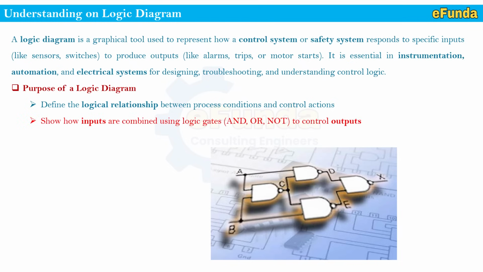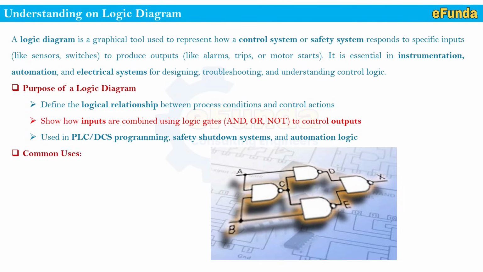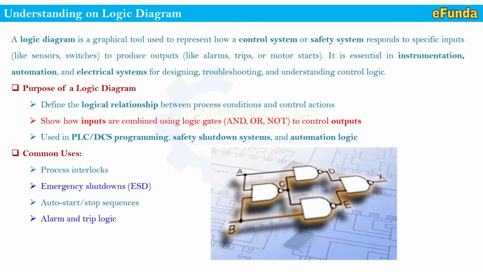Second, show how inputs are combined with the help of logic gates: AND, OR, NOT. This depends on which type of logical sequence you are going to prepare to deliver the controlled output. Third, use in PLC and DCS programming, safety shutdown systems, and automation logic. The common usages are: first, process interlocks; second, emergency shutdowns, that is ESD; auto start-stop sequence; alarm and trip logic. The last one is PLC and DCS control systems.